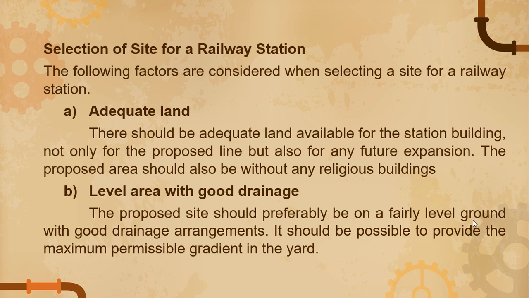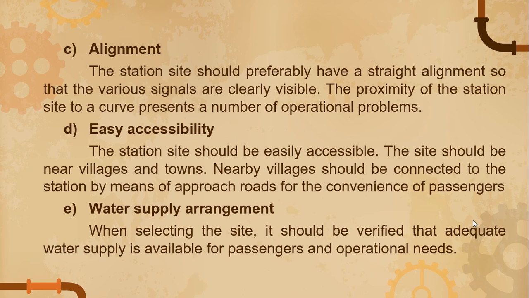Next one is the level area with good drainage. The proposed site should preferably be on a fairly level ground with good drainage arrangement. It should be possible to provide the maximum permissible gradient in the yard. Parang sinasabi lang dito na kailangan may drainage pa rin tayo para hindi maipon dun sa railway station yung mga tubig.